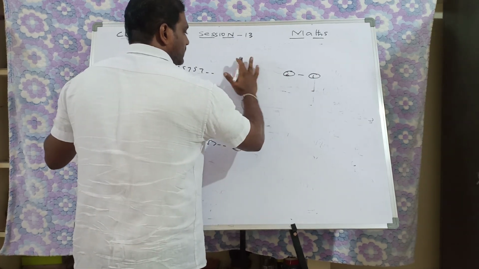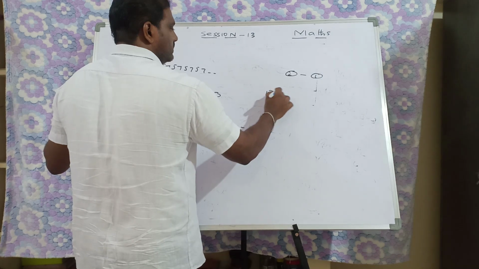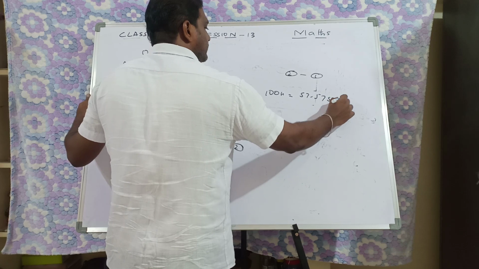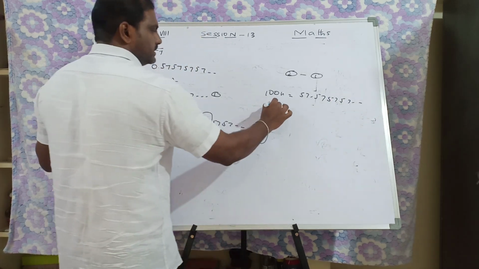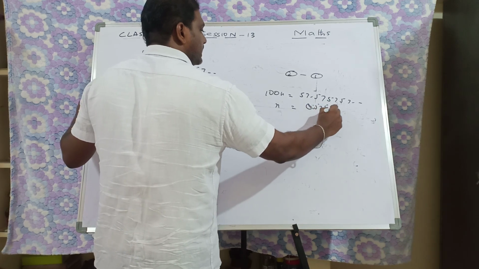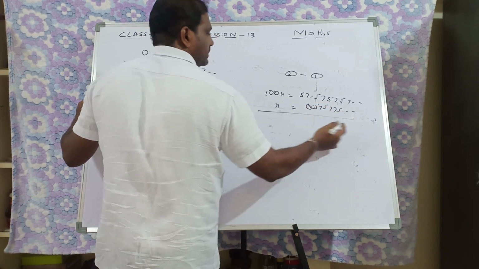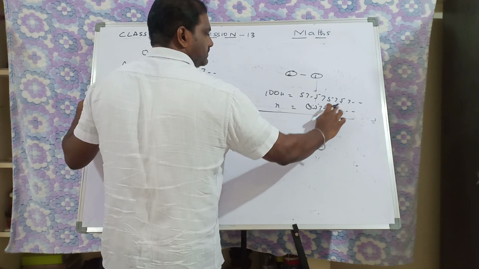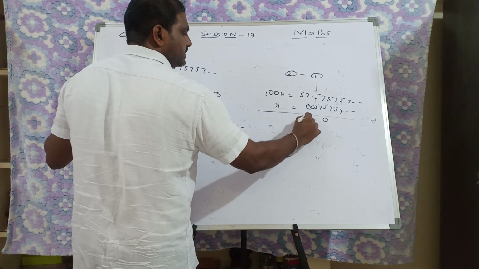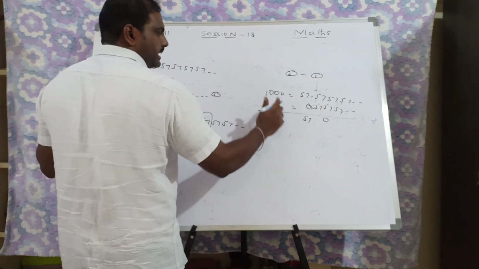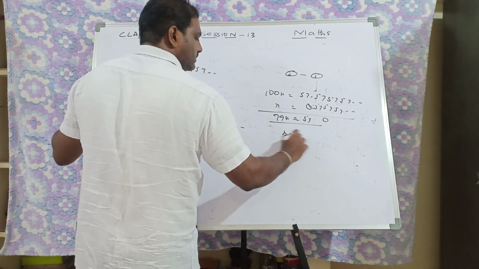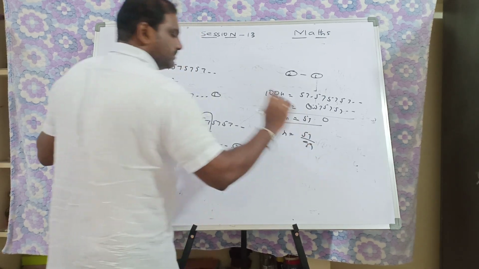57.57, 100x is equal to 57.57, 57, 57 and so on, and x is equal to 0.57, 57, 57 and so on. So after the decimal you will get 0. 57 minus 0 is 57, and 100x minus x is 99x. So therefore x is equal to 57 by 99.